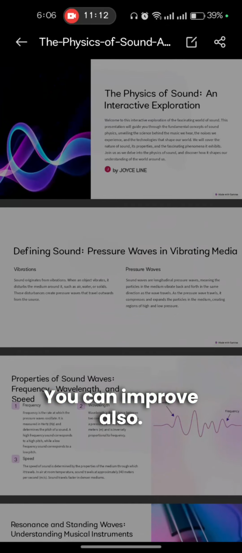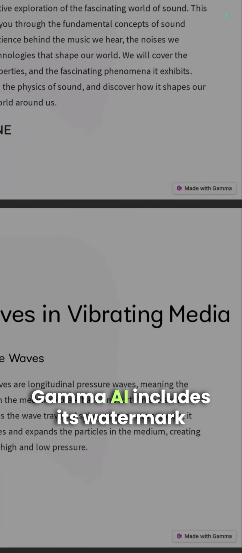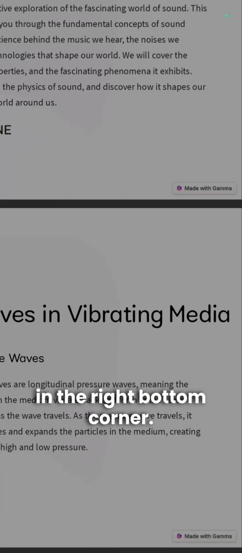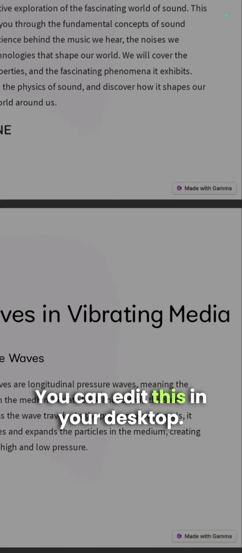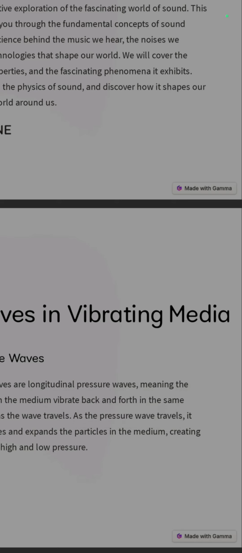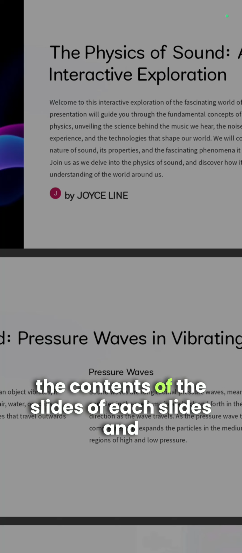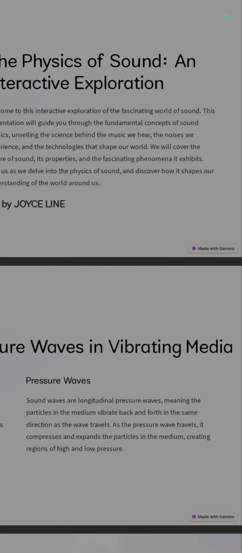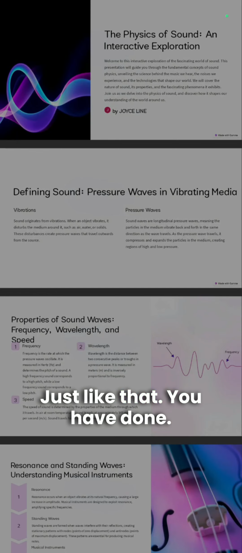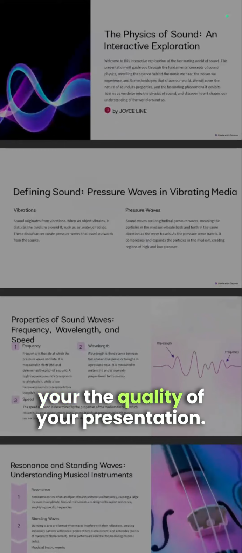Also, one more thing, Gamma AI includes its watermark in the right bottom corner of the PowerPoint slide. If you don't want this, you can edit this on your desktop. You can do this by inserting pages and then copying the contents of each of the slides and pasting them into new pages that will not have this watermark. Just like that, you have made an amazing PowerPoint presentation that you can use to improve the quality of your presentation.